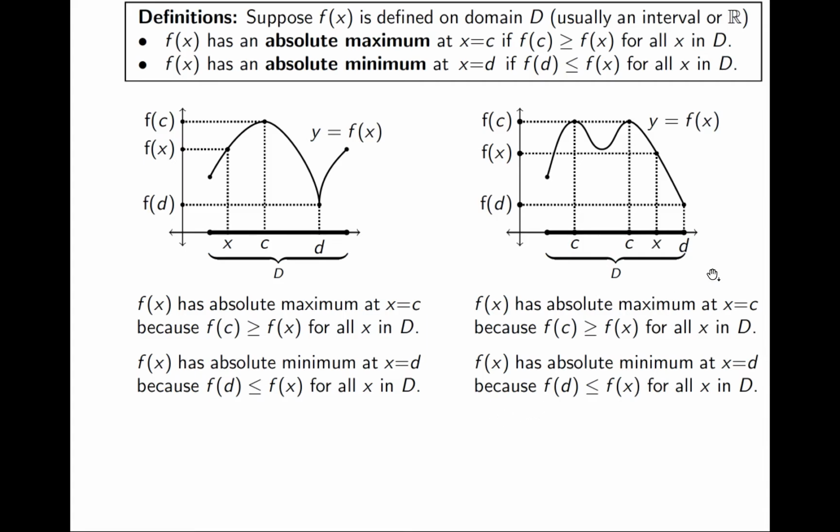Likewise, notice that f of d, where d is this endpoint, that's as low as you can get on this graph. So f of x has an absolute minimum at x equals d, because f of d is less than or equal to f of x for all x in D. You can see here's f of d, and there's an f of x. You fiddle around with x and you change it, that f of x is going to go up and down, but it's always going to be that f of d is less than or equal to f of x for x in this interval.